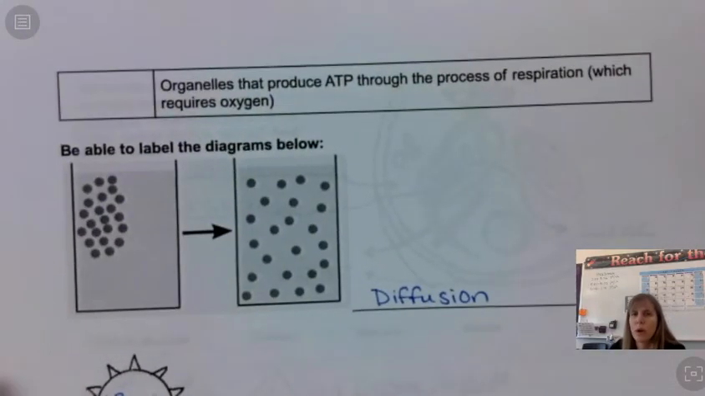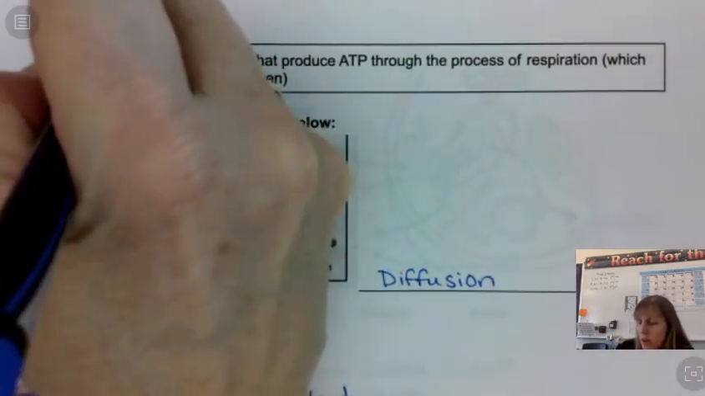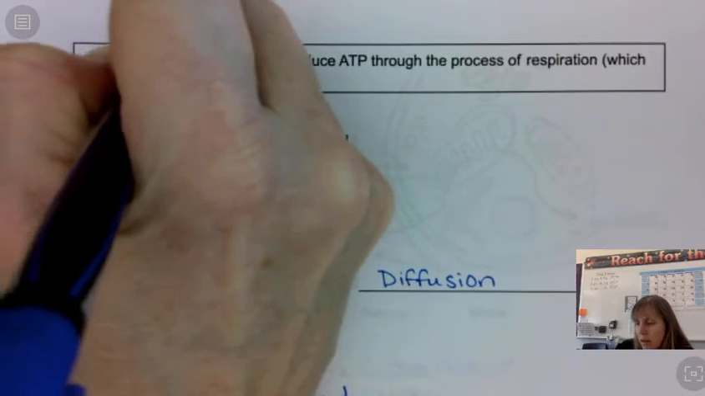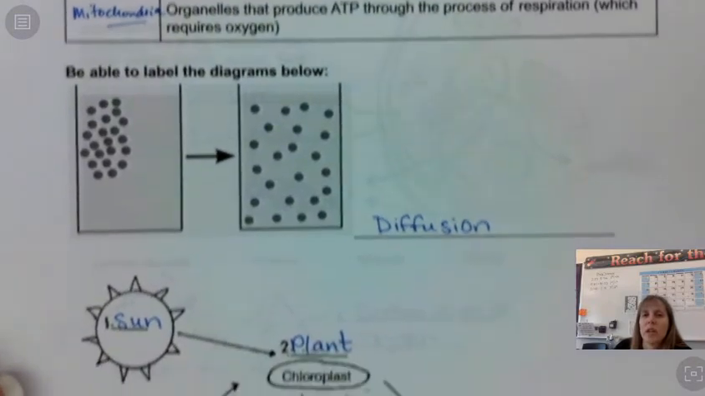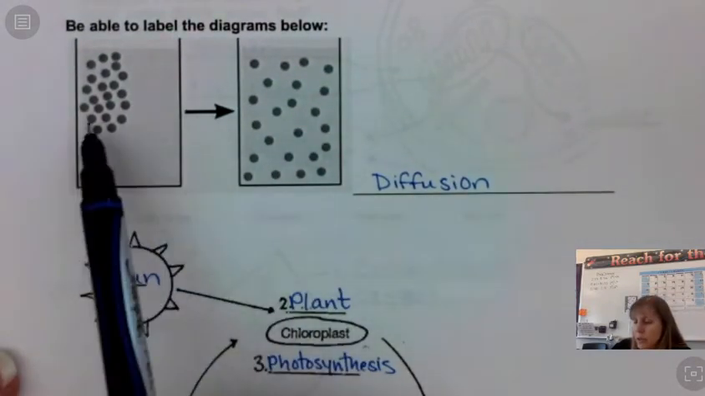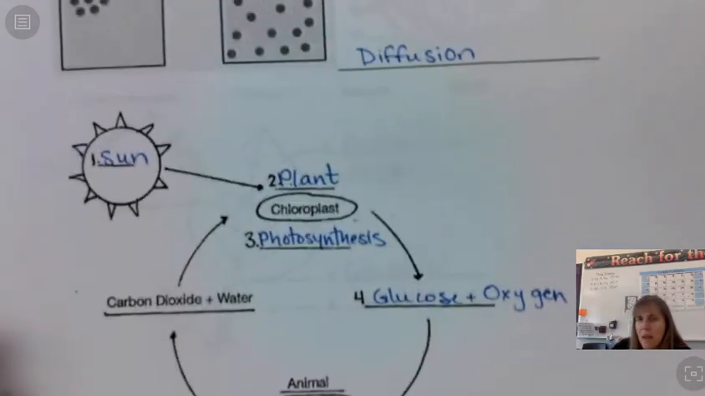You are supposed to identify organelles that produce ATP through the process of respiration, which requires oxygen. This is mitochondria. Remember, mitochondria, mighty, they are muscles, they make lots of energy. This diagram is diffusion. You have a higher concentration moving to a lower concentration.